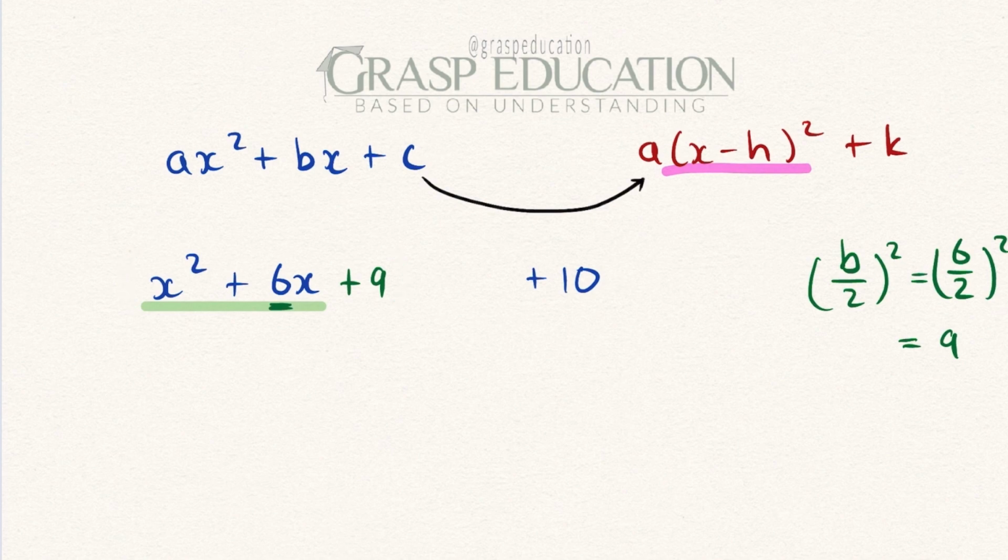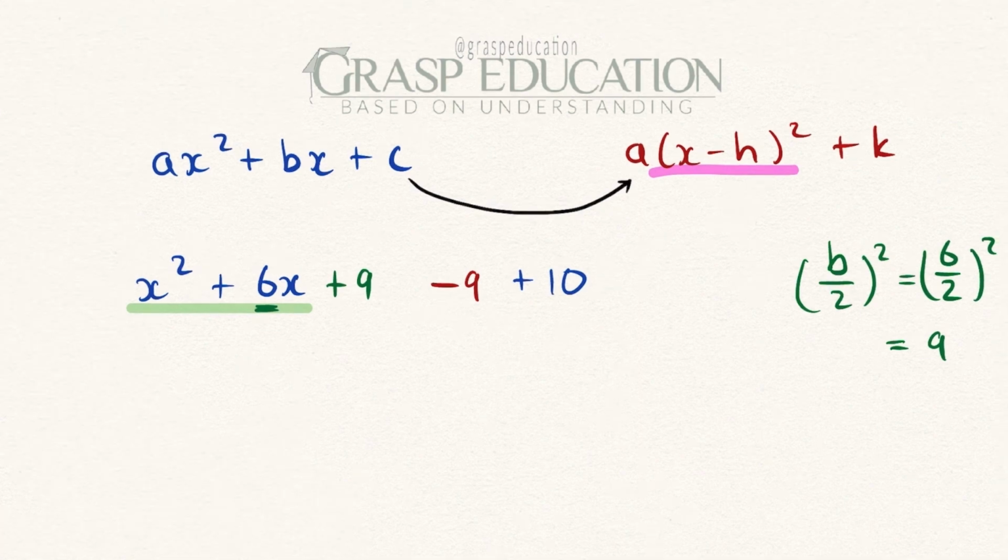But if I add 9 to an expression, I've suddenly changed the value of the expression. So what I need to do now is also subtract 9. So now the value of my expression has not changed. Now what I'm going to do is factor the first three terms. By factoring the first three terms, I would get (x plus 3)(x plus 3).